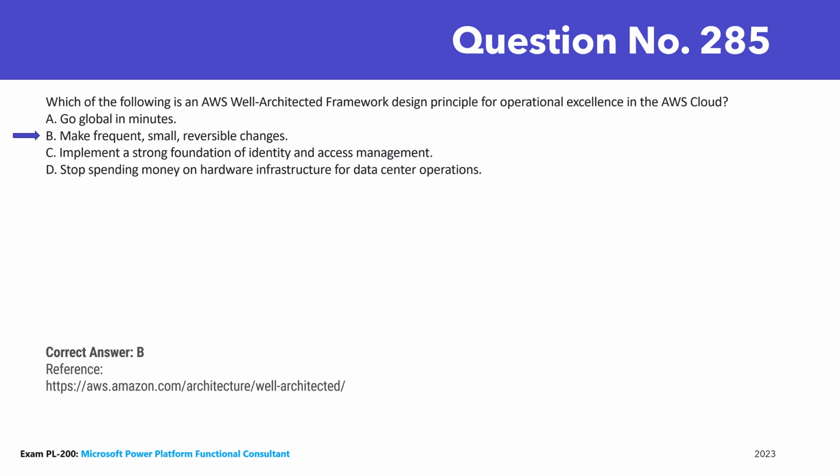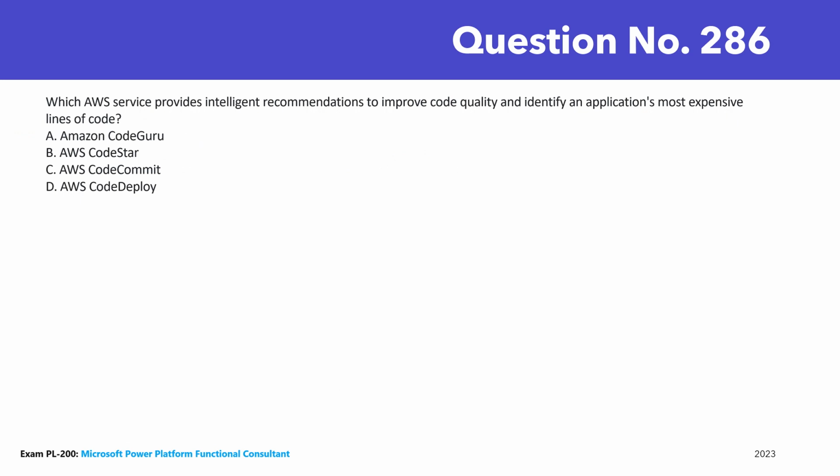Which AWS service provides intelligent recommendations to improve code quality and identify an application's most expensive lines of code? A. Amazon CodeGuru. B. AWS CodeStar. C. AWS CodeCommit. D. AWS CodeDeploy. Correct answer, A.